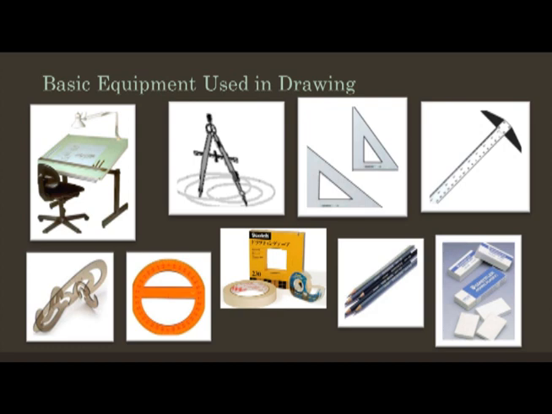Here is the paper, then you have your T-square here, and we have your triangles. Different drawing instruments such as set of squares, protractor, etc. are used on it to draw parallel, perpendicular or oblique lines.